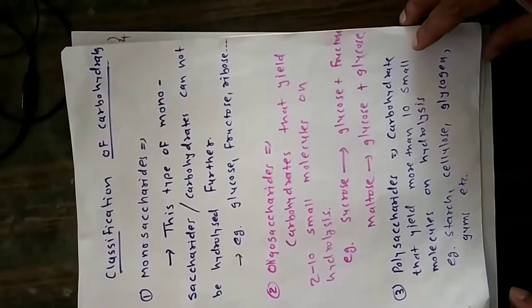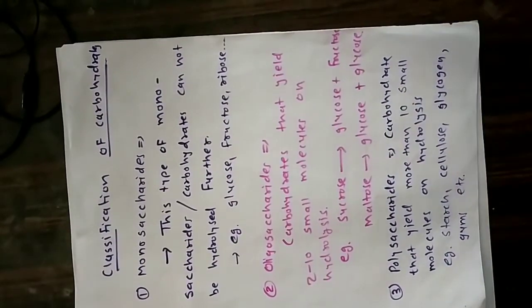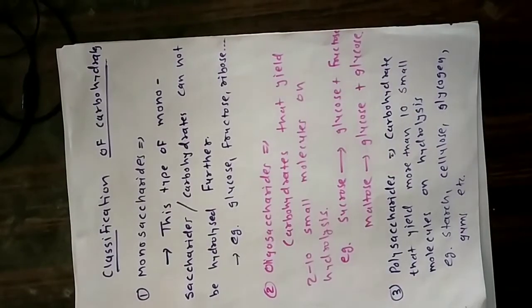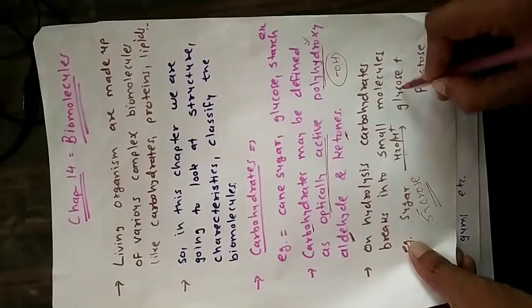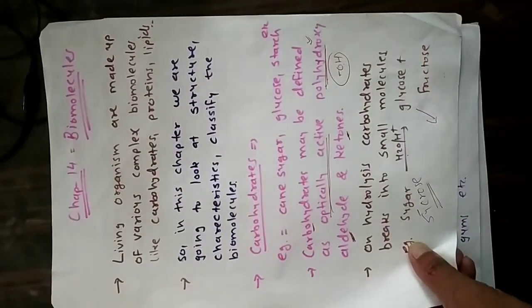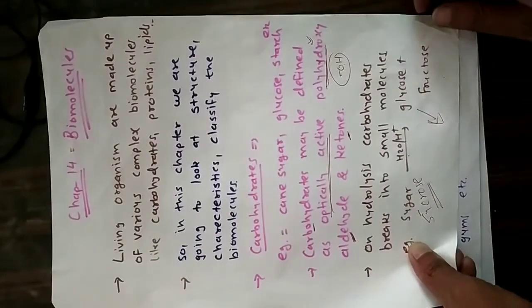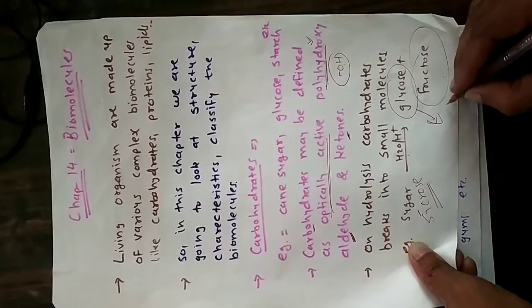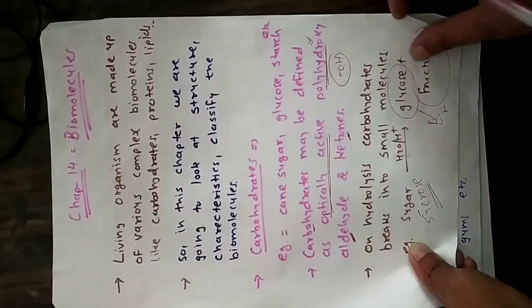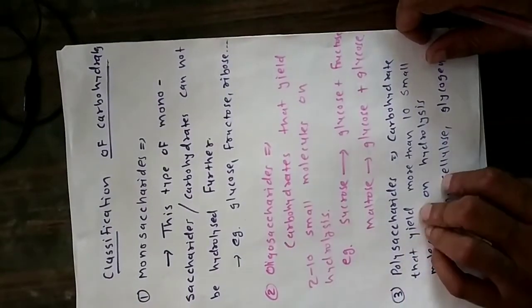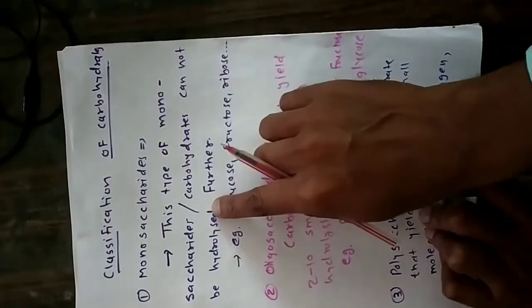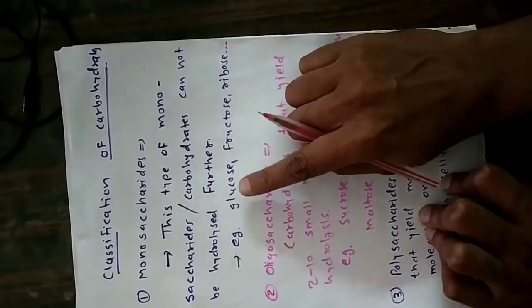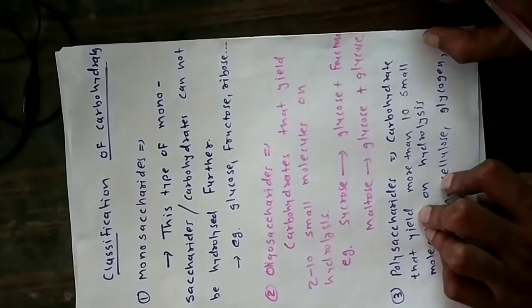Now the next point is the classification of carbohydrates. The first classification is monosaccharides. What is a monosaccharide? This type of carbohydrate cannot be hydrolyzed. You can see this sugar was hydrolyzed to form glucose and fructose. Now further we cannot apply the hydrolysis reaction. Glucose and fructose do not give a hydrolysis reaction; they do not break into small molecules. So carbohydrates that cannot be hydrolyzed further are called monosaccharides, like glucose, fructose, ribose, etc.